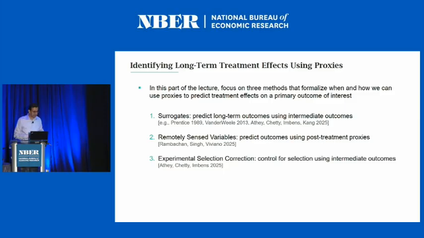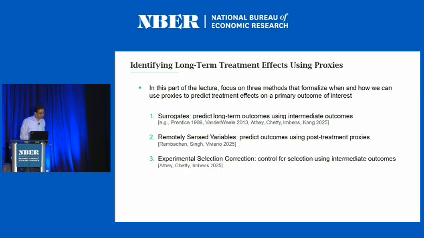The second case I'm going to talk about is what are called remotely sensed variables, where we're interested in predicting outcomes using post-treatment proxies. So not things that are observed along the way in the causal chain to the final outcome of interest, but things that may be observed afterward. For instance, satellite images that are indirect measures of income or something that we're directly interested in.